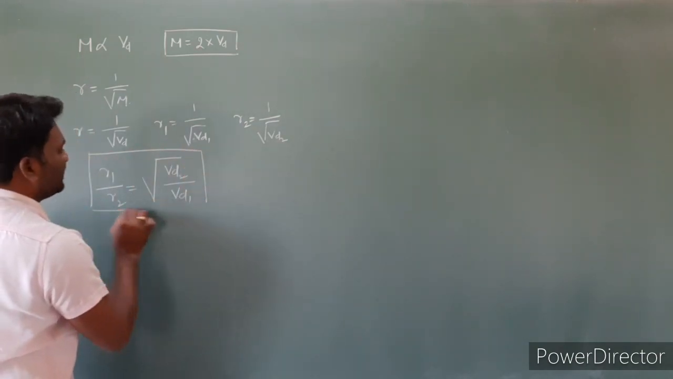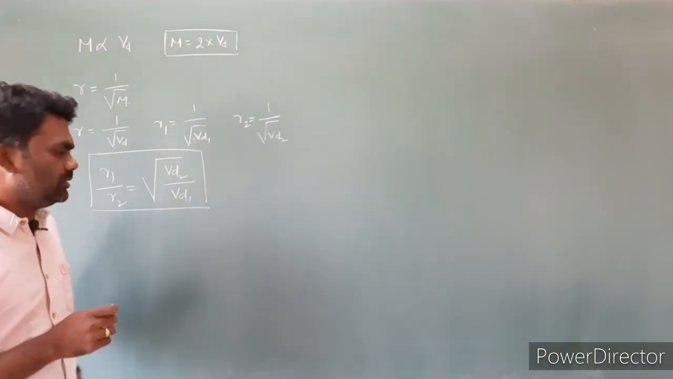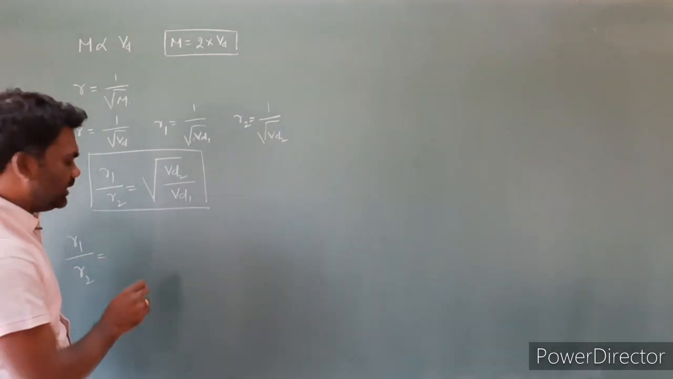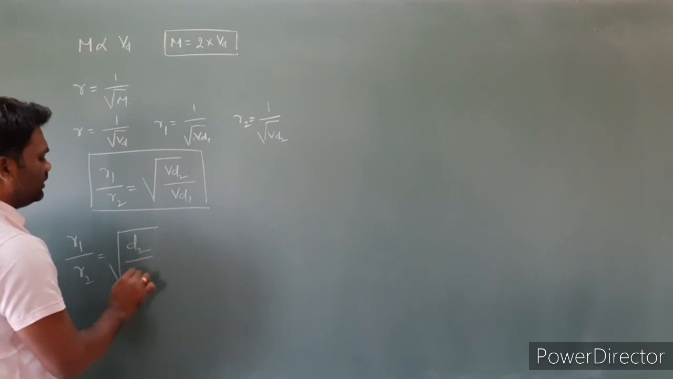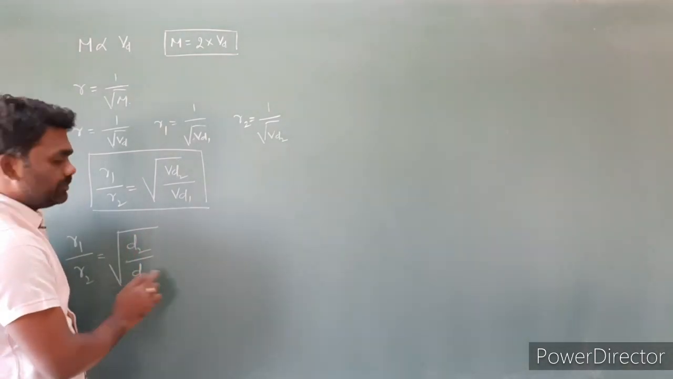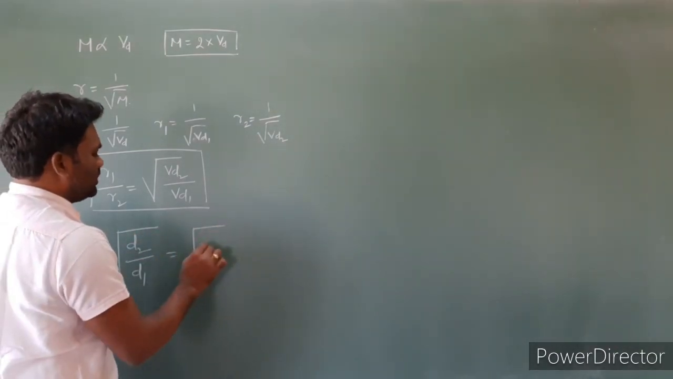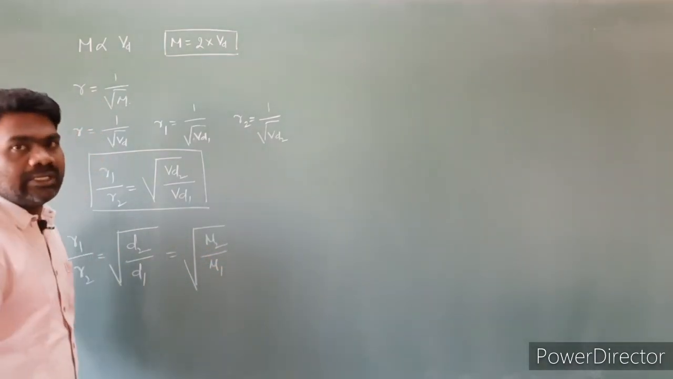So, square root of vapor density of second gas by vapor density of first gas. So far, what is the relation we have? R1 by R2 is equal to, in terms of densities, what is the formula we got? Square root of d2 by d1, so square root of density of second gas by density of first gas. And in terms of molar mass, R1 by R2 is equal to square root of M2 by M1, isn't it?